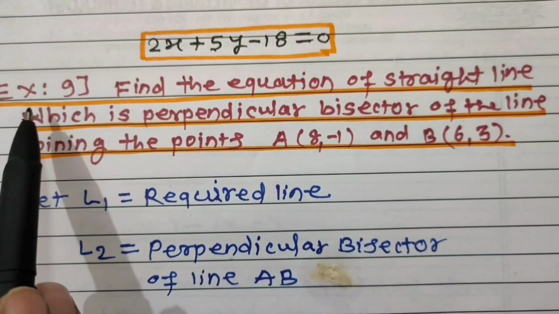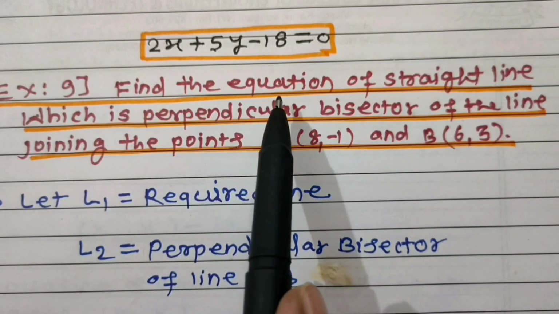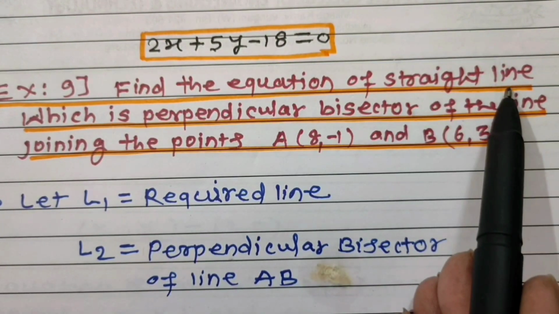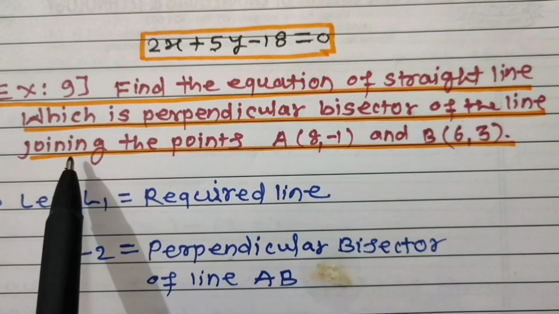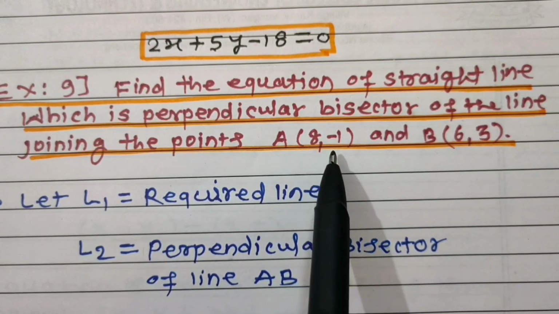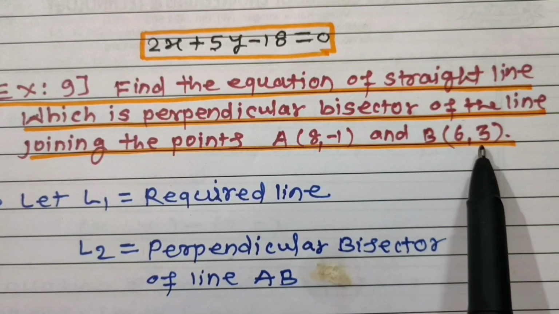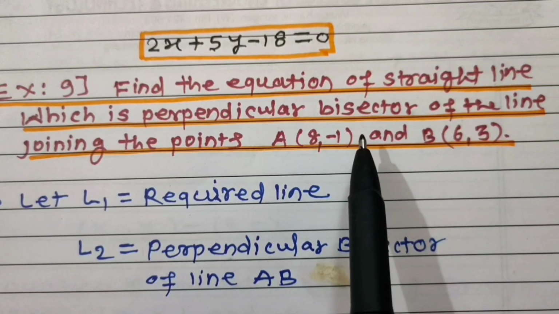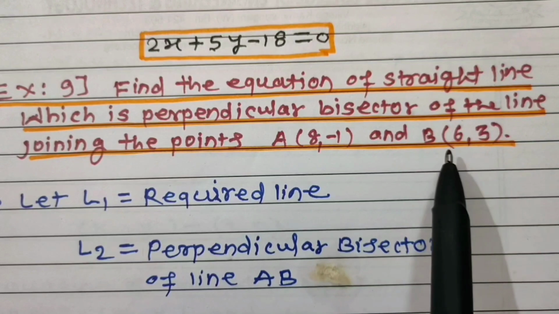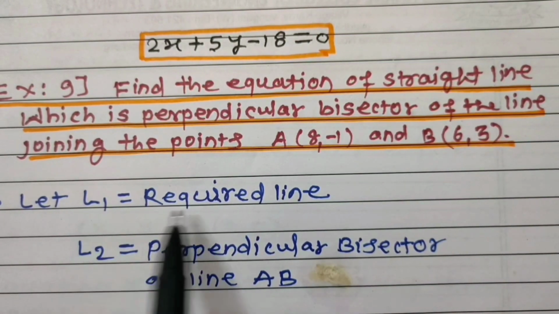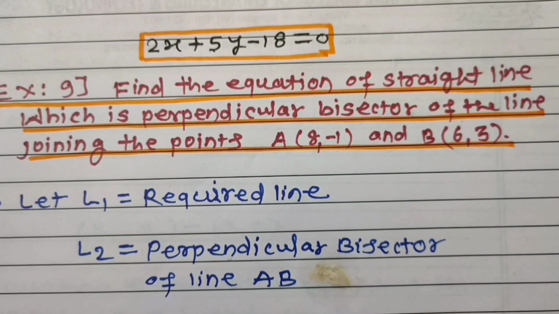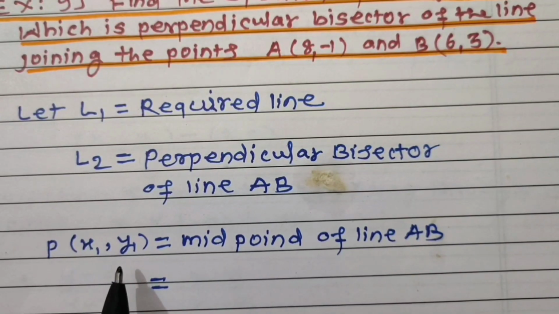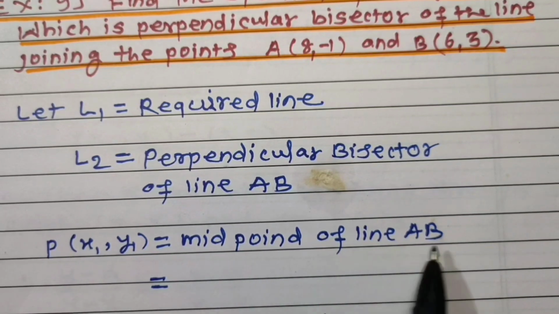Now next example number 9. Find the equation of straight line which is perpendicular bisector of the line joining the points A 8, minus 1 and B 6, 3. Here we have to find out equation of straight line which is perpendicular bisector of the line joining these 2 points. So let us assume L1 is required line and L2 is perpendicular bisector of line AB. Now assume point P x1, y1 is midpoint of line AB.